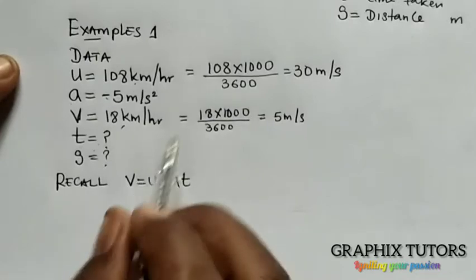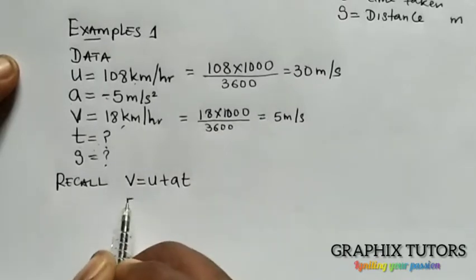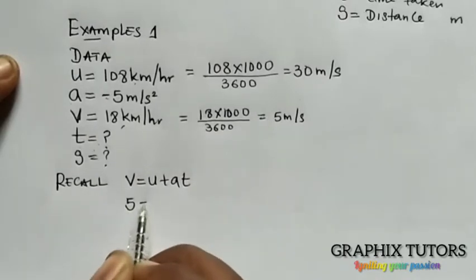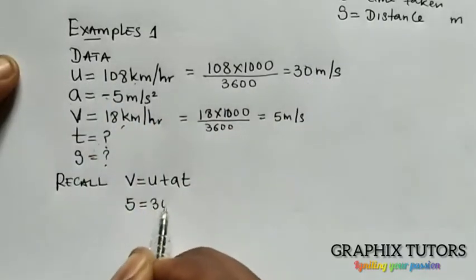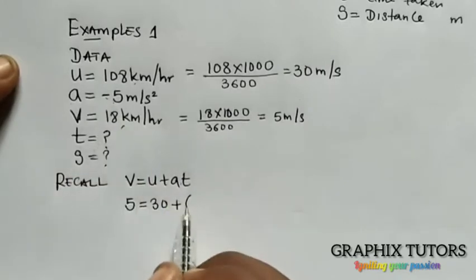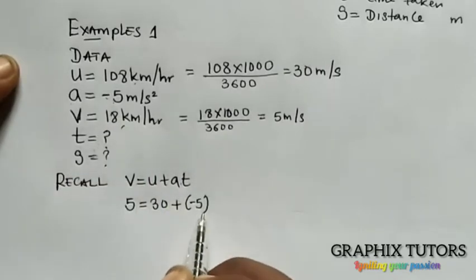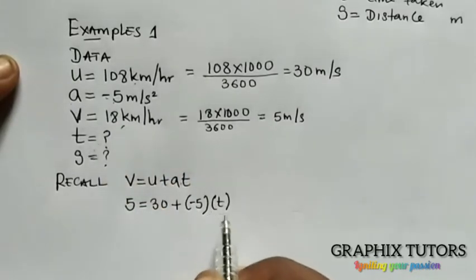So what is the V? The V here is 5. So I'm going to input my 5 to represent my V. Equals to, the U is what? 30. I'll put in my 30. Plus my A is what? -5. I'll input in my 5. The T, it is what we are looking for.